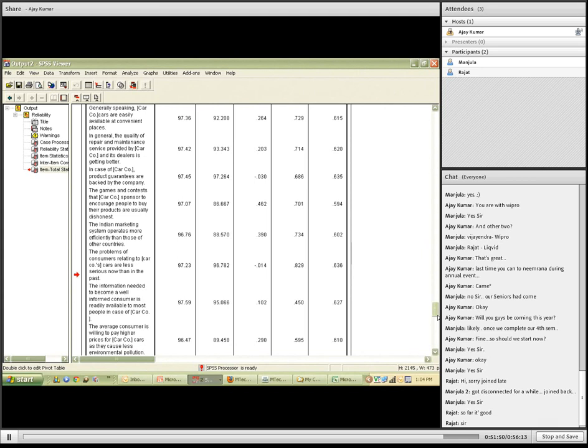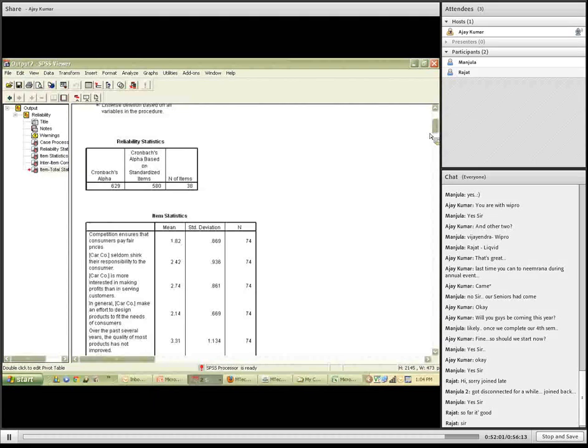So all those items are to be deleted. That is a process that we have to follow. Keep on following it, unless we get a satisfactory value of Cronbach alpha here.